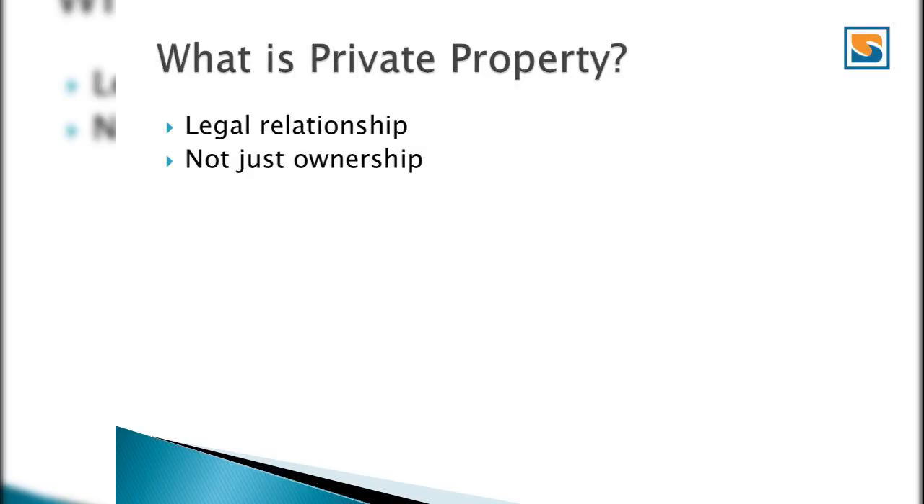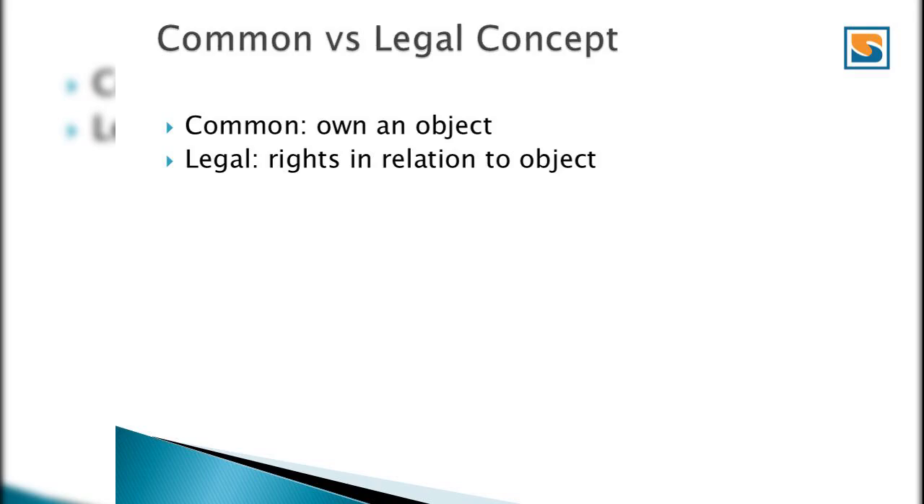Private property means a legal relationship with an object or resource. The legal idea is not just owning a thing but having certain enforceable rights. In everyday life, people think property means owning something. In law, property means holding rights in relation to that thing.